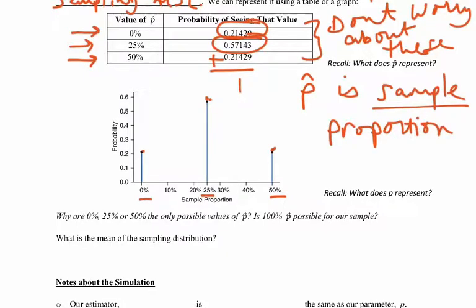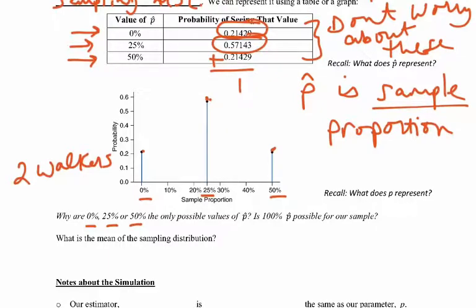Why is that true? Because in our original population, remember that we only had 2 walkers in the first place. So I could either get 0 walkers in my sample, which would be 0%. I could get 1 walker in my sample, which would have been 25% of the sample, because remember there were 4 in the sample, 1 out of 4 would be 25%. Or I could get 2 walkers in my sample, which would have been half my sample, or 50%.